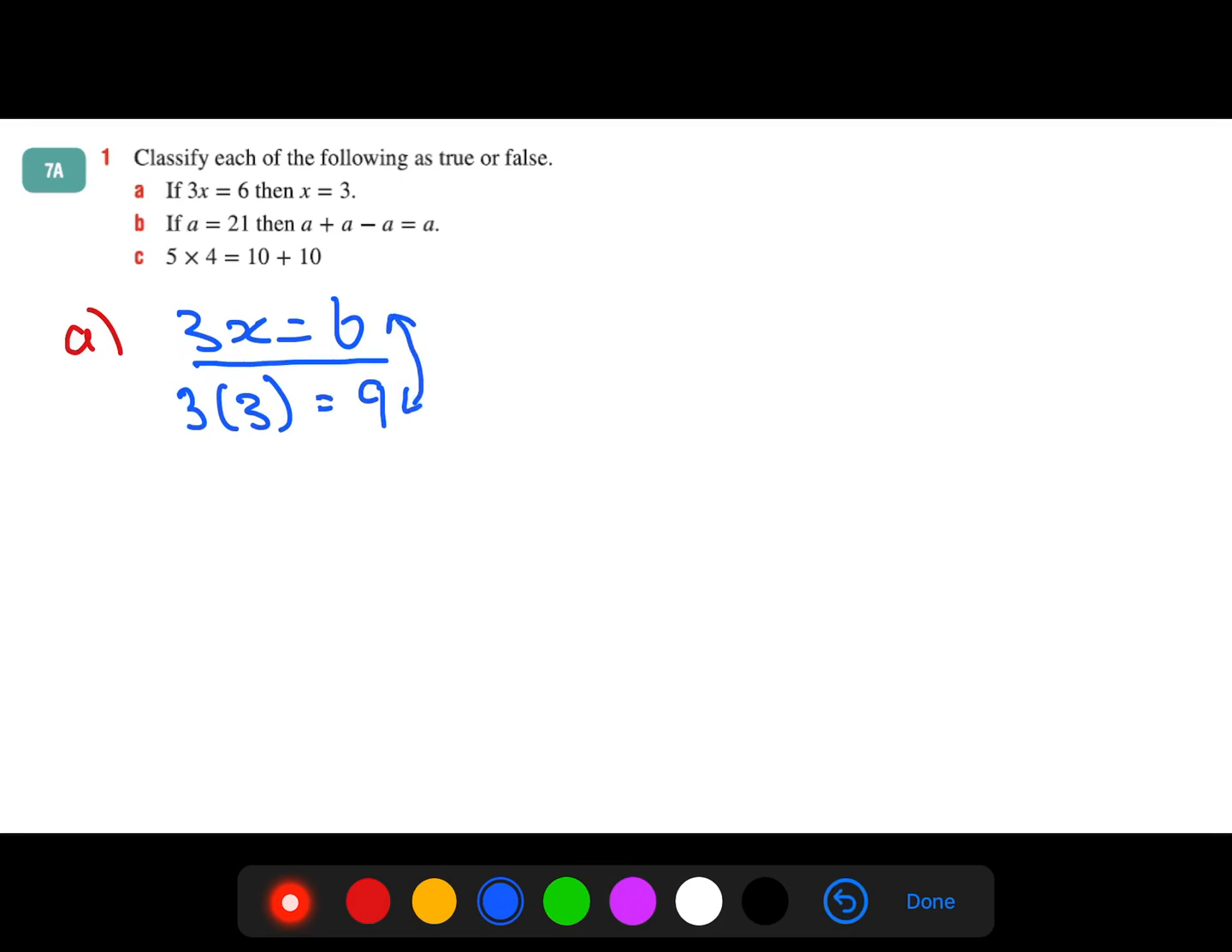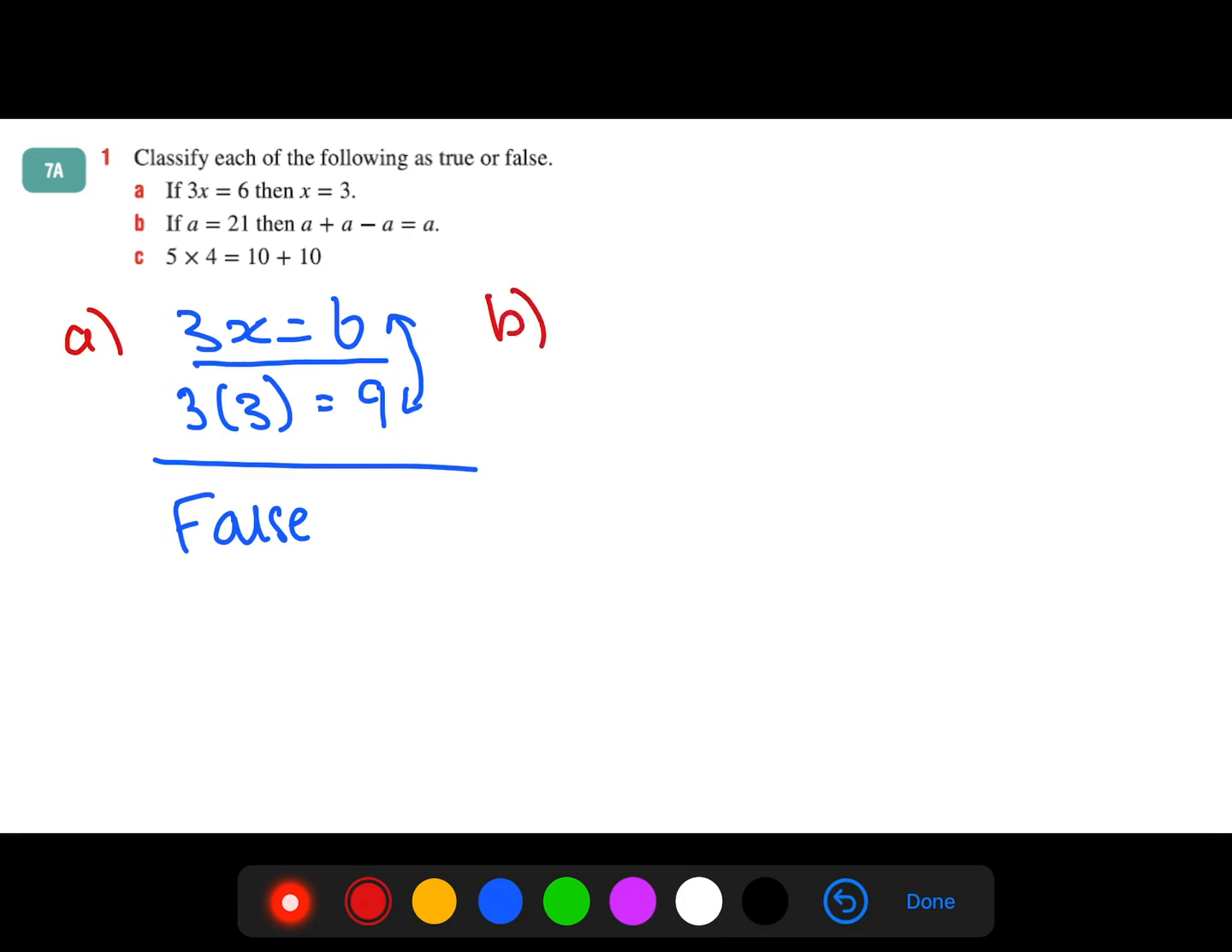So the top one says that 3x equals 6. But if I actually sub in x equals 3, I get 3x is equal to 9. So this means that it is false. It doesn't make sense, so it's false. So how about for B?